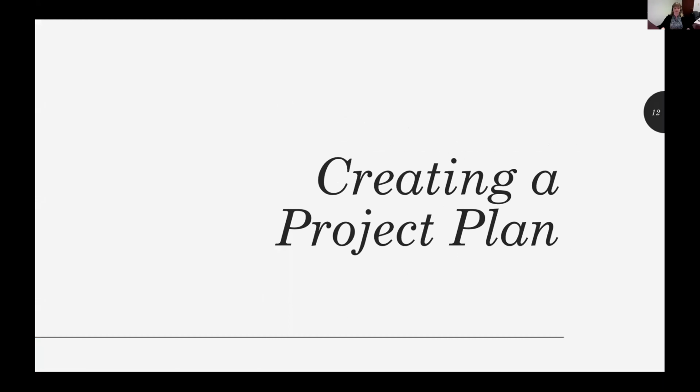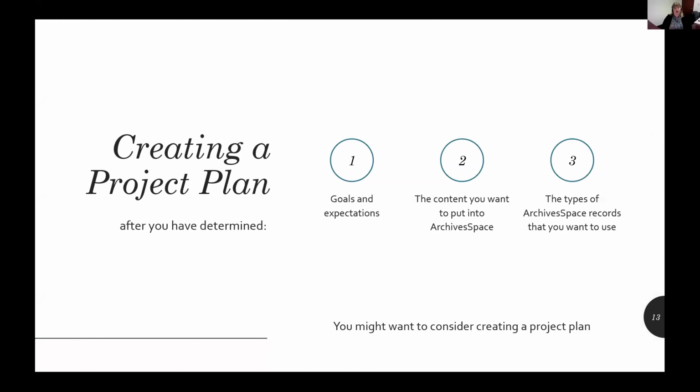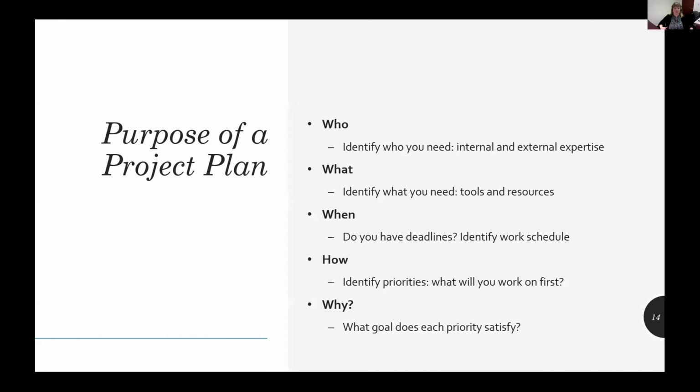So next up is creating a project plan. Once you've got your goal statements, once you've decided on the content that you're going to be putting into ArchivesSpace and to which records, you want to write up a plan that's going to explain exactly how you're going to do that. And we want to take into account the who, what, when, where, why, and how. So for where, we'll just assume that that's our workspace.